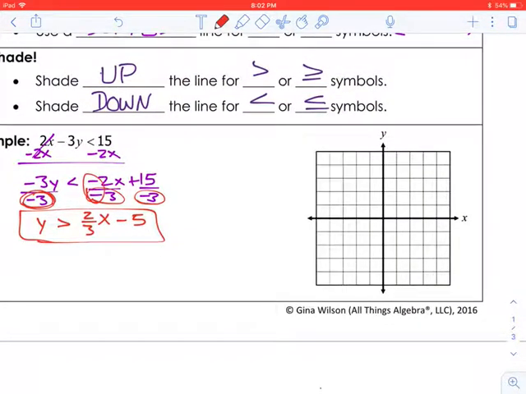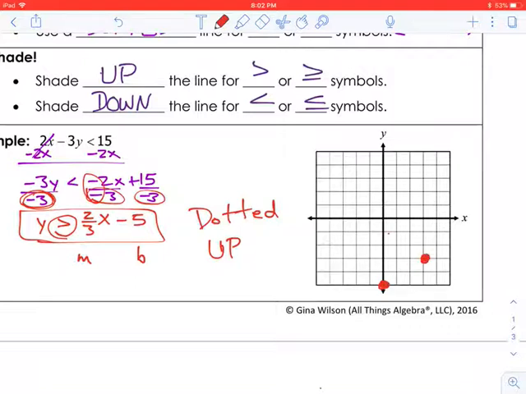So this is the y-intercept. This is my slope. Okay. So I've got everything there. It is a, look at this, dotted line because it's not underlined, and I'm shading up. Okay, so let's graph it. Negative 5. 1, 2, 3, 4, 5 right here. And I'm going up 2 over 3. Rise over run. Up 2, right 3.